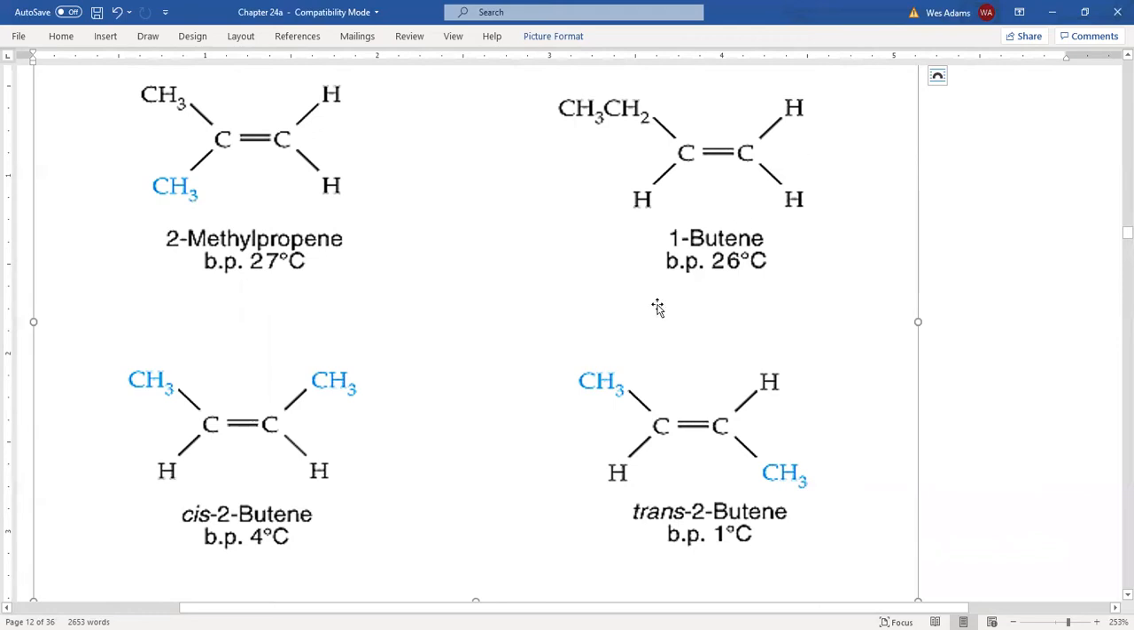But for the 2-butene, you can see you get cis-2-butene and trans-2-butene, where in the cis, both the methyls are on the same side, and on the trans, they're on the opposite side. So we have cis-trans isomers. Two different molecules, same formula, same connectivity of the atoms, same positioning of the double bond, but they're on opposite sides and they can't readily switch. So that is cis-trans isomers.